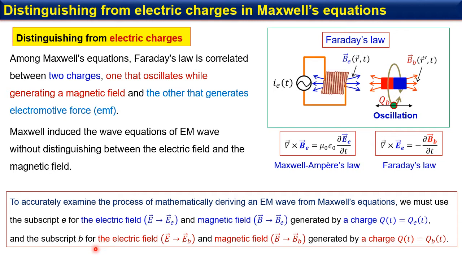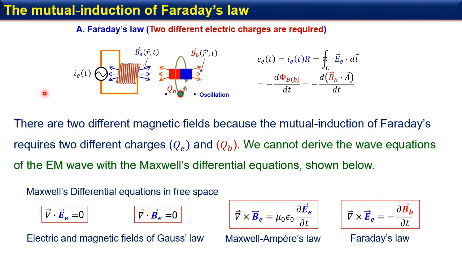In order to accurately mathematically derive wave equations from Maxwell's differential equations, we must use the subscript according to the electric charges to distinguish an electric and magnetic field in Maxwell's equations. This figure shows that there are two different magnetic fields. Because Faraday's law requires two different charges, thus, we cannot derive wave equations with Maxwell's differential equations shown here.